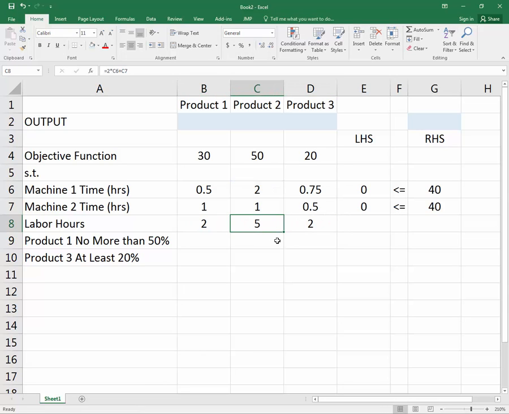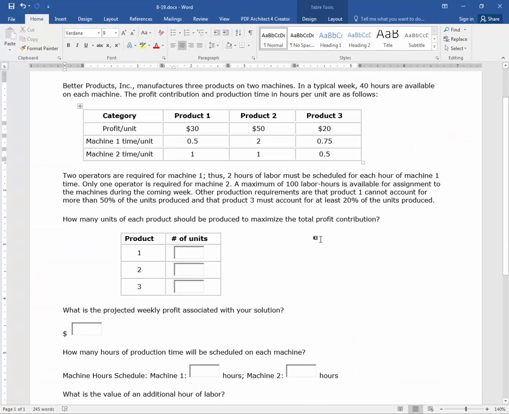So it takes 5 hours, labor hours for product 2, and a total of 2 labor hours for product 3. And we said we had 100 total labor hours. Yep. So those are the 3 structural constraints that are rather straightforward. The next one is a little more involved.